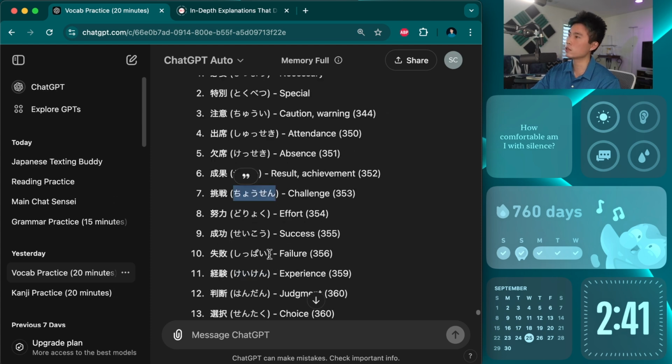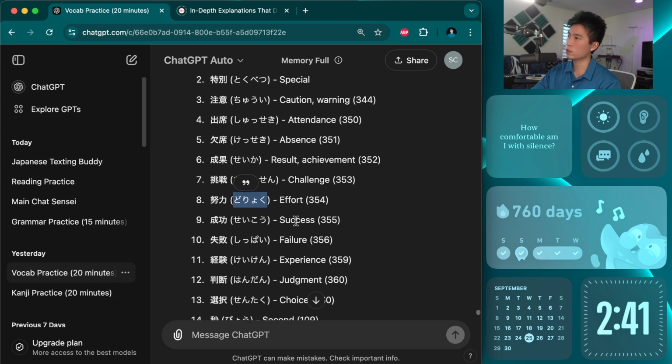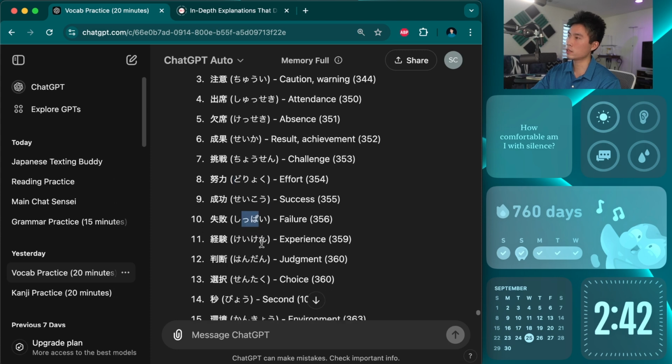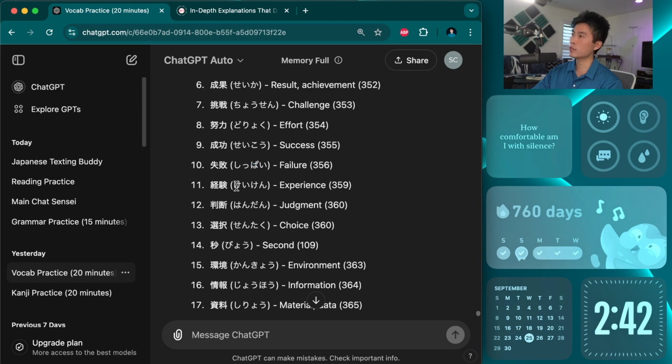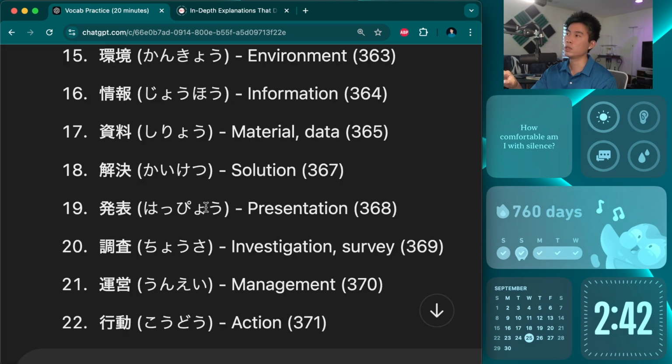Chosen, challenge. Doryoku, effort. Seiko, success. Shippai. Keiken. Can you remove 11? Sentaku. Sounds kind of like laundry. Okay, byo is second, got it. Kankyo. Happyo. We know this one, sort of.